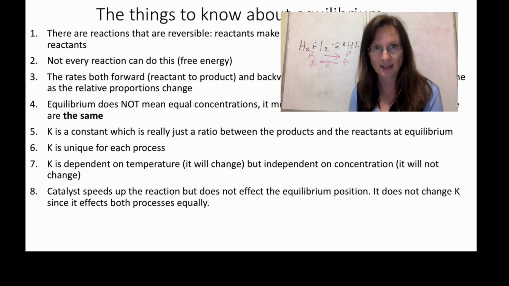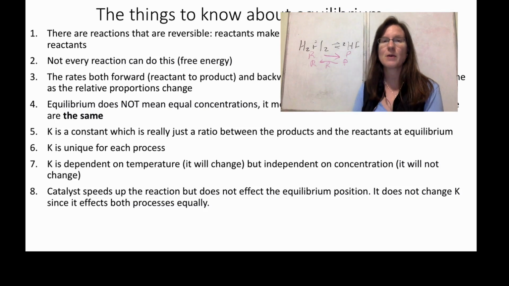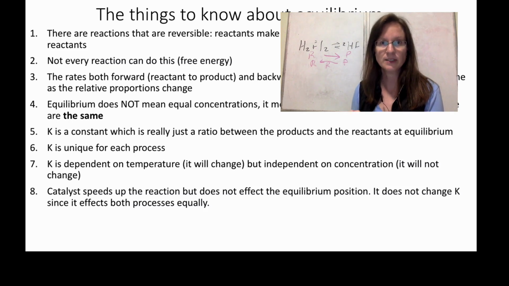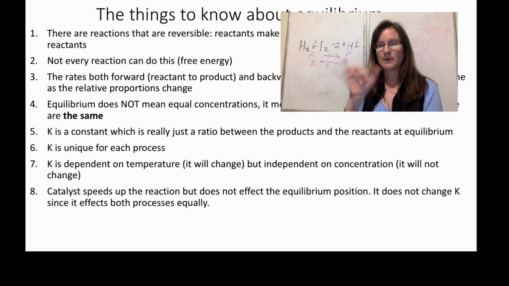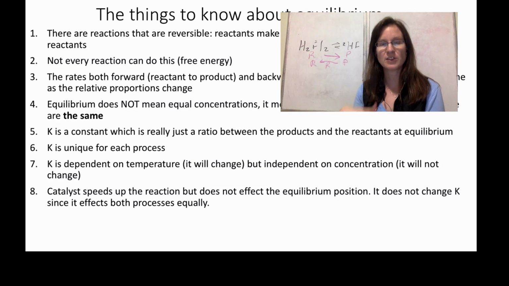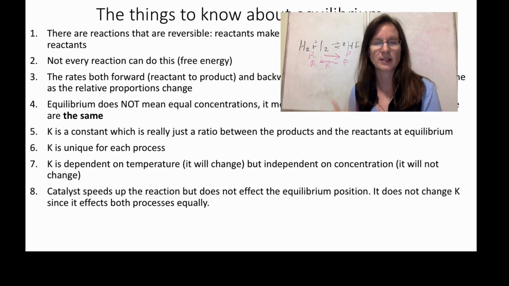K is a constant. The other thing about K is it's not affected by a catalyst. So K is affected by temperature, and K is affected by the reaction, like what reaction you're doing. But a catalyst will speed up the process, but it'll speed it up in both directions. So the forward reaction will happen faster and the reverse reaction will happen faster. Thus, the equilibrium position will be in the same spot.